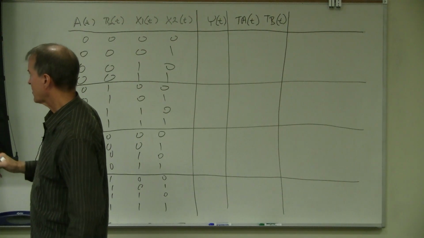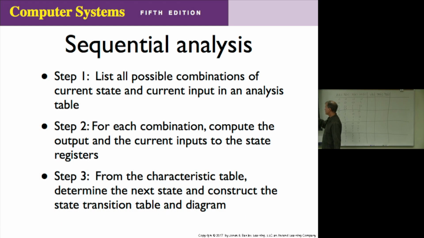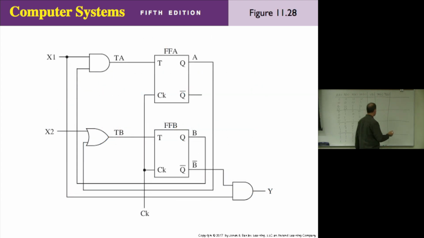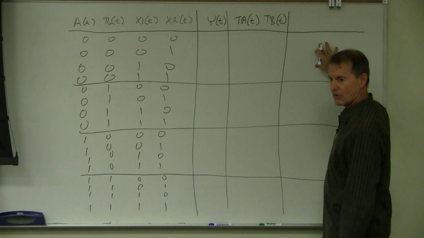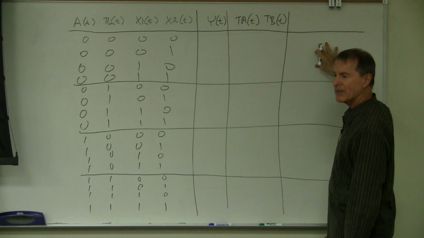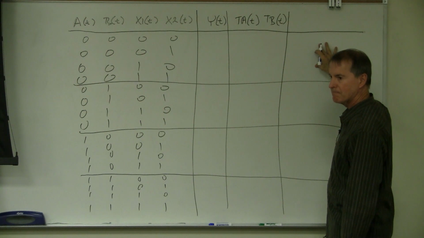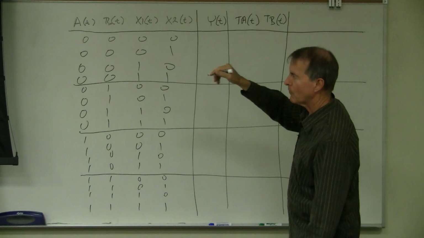And then, let's go back to our bullet point again. For each combination, compute the output and the current inputs to the state registers, and then step 3, from the characteristic table, determine the what? The next state. So now, how do we organize our table? You guys, just knowing how to write up the table is a big deal. So now, is this step 3? Yeah, so for step 3, what will we need in our table? We'll have t plus 1.